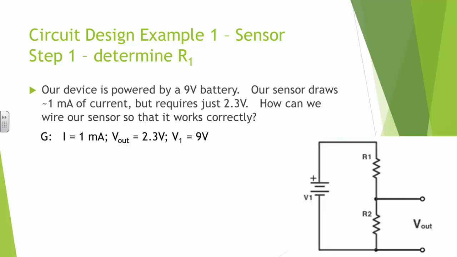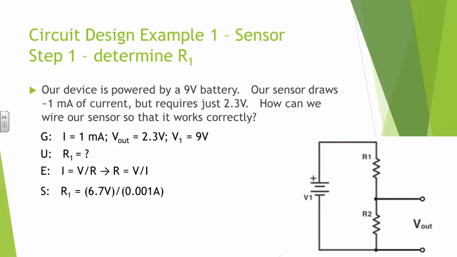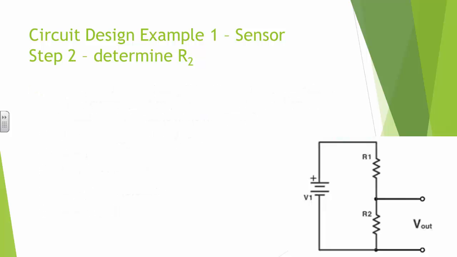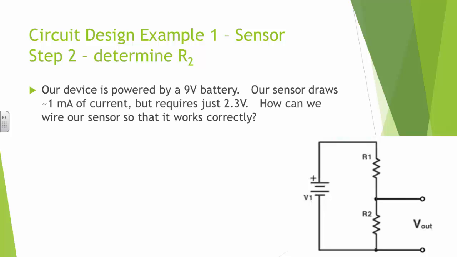So we're given a current of 1 milliamp, Vout, and our nominal voltage of 9 volts, and we need to find R1. So R equals V over I, substitute in 6.7 volts, our voltage drop that we need through R1, divided by our current, 0.001 amps. And we get 6,700 ohms for R1. So we can use any value less than that, or maybe not any value, but a value close to this, but we make sure that it's less so that it'll allow enough current to go through our device.